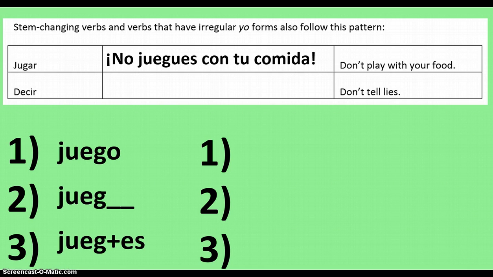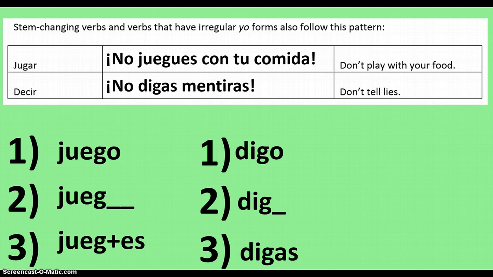Now let's look at the verb decir, which also has an irregular yo form. I go to my irregular yo, drop the o, and since decir is an IR verb, I'm going to add on as. Don't tell lies. No digas mentiras. You can see going to the yo form is very important.